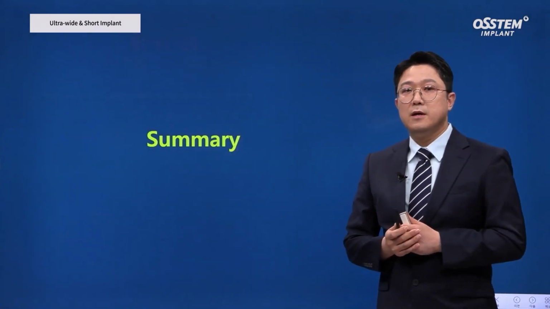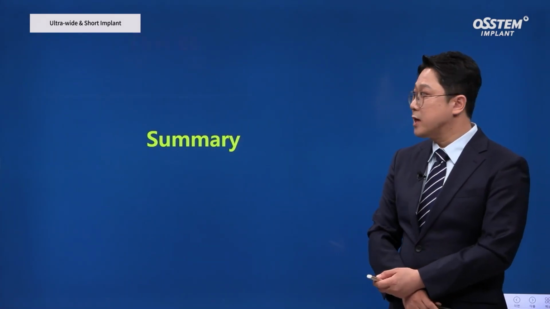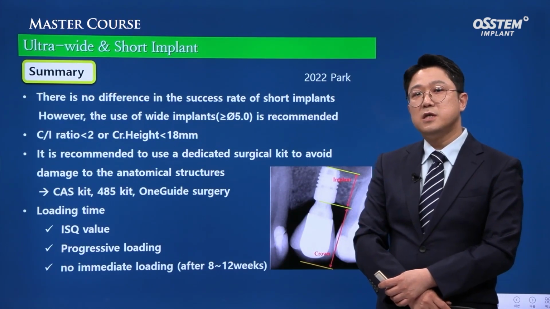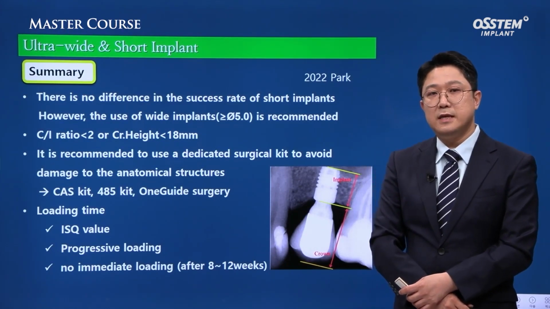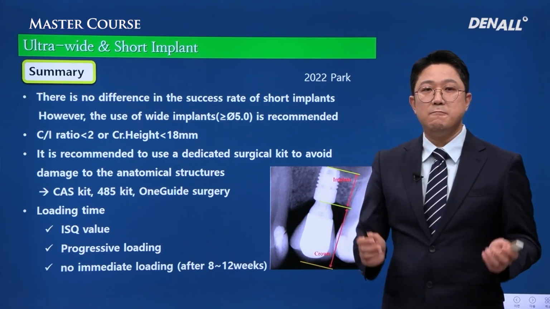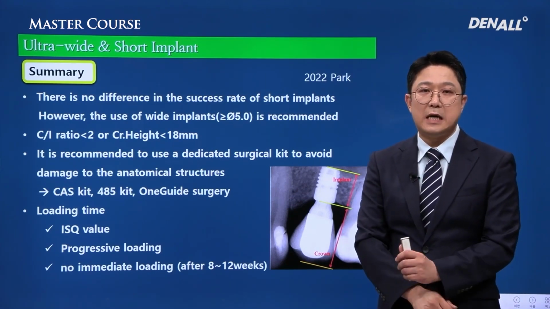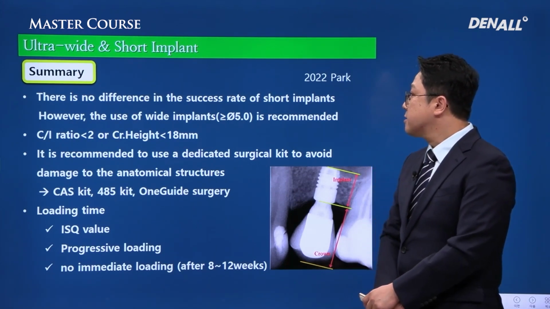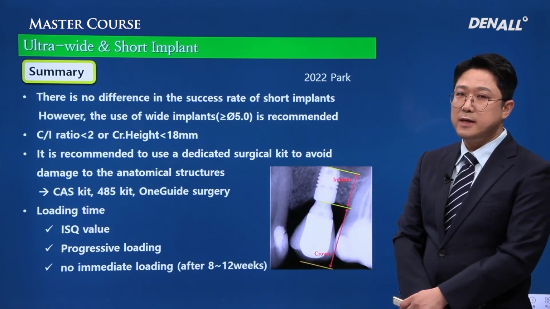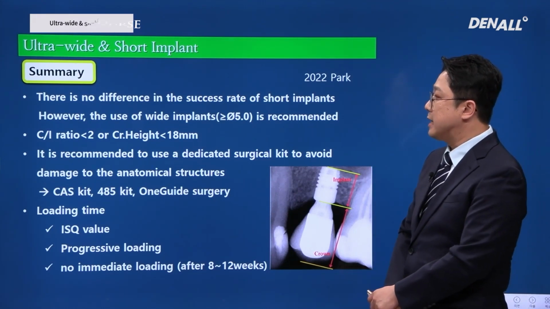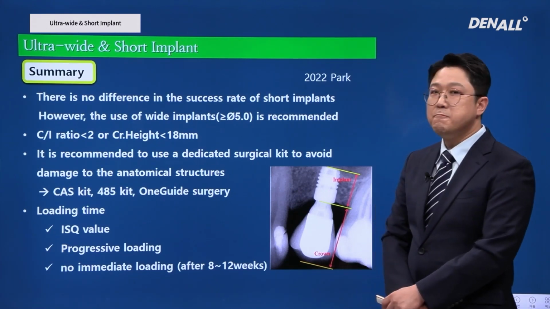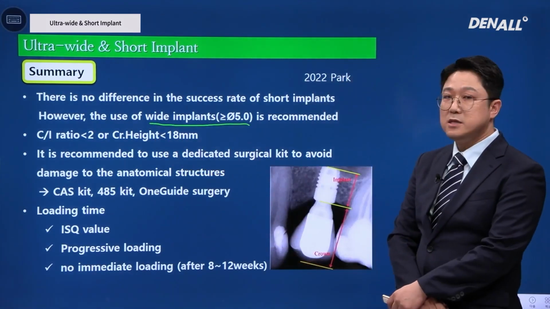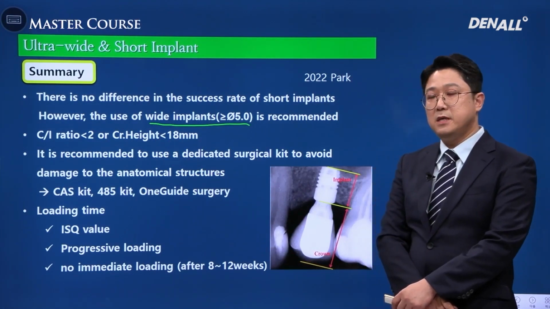Let me summarize my lecture. Today, I wanted to project my opinion on short implants and wide implants. Just because it's a short implant does not mean that it will lead to reduced success rate. However, when you use short implant, I recommend you use wide type implant. And implant to crown ratio should not exceed 2.